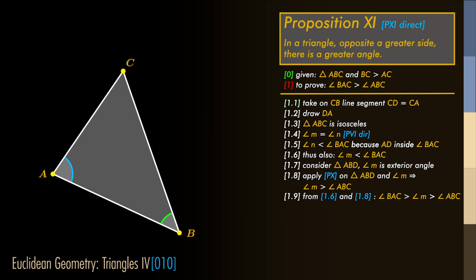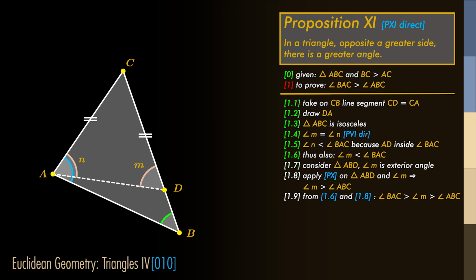Let's take on CB a segment CD that's equal to CA. Draw DA. The resulting triangle ADC is isosceles. In this triangle, the angle M is equal to N. We know that N is smaller than the angle BAC because D lies between C and B. So M is also smaller than BAC.